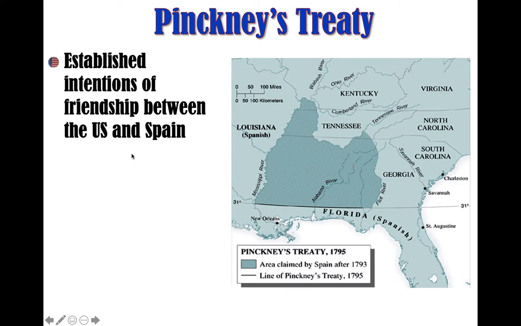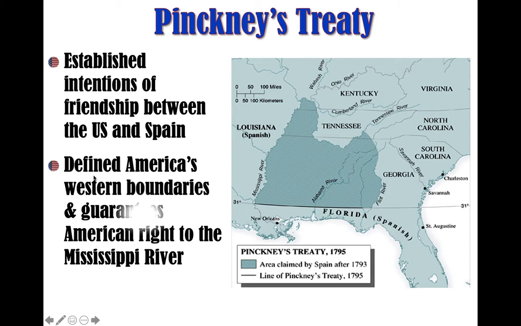It established intentions of friendship between the U.S. and Spain. So it's basically dividing the land in this area of what isn't yet the United States, because again, everything west of the Mississippi was owned by Spain after the French and Indian War, and everything to the east was owned by the colonists.